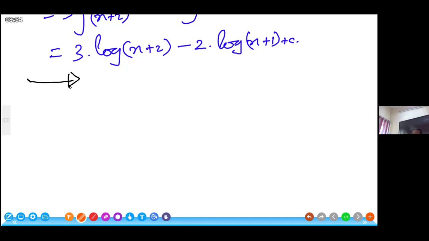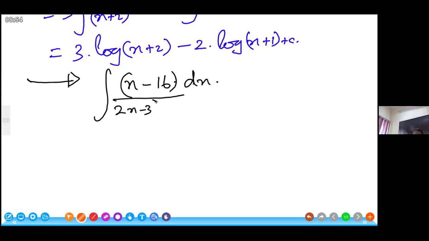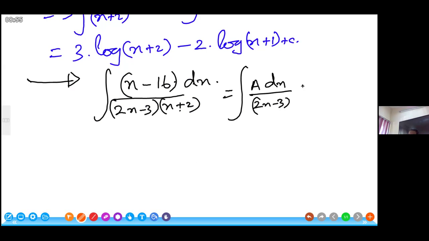Right, take another example: integration of (x minus 16) dx divided by (2x minus 3) into (x plus 2). This is what we want to solve. We can say it is integration of a dx divided by 2x minus 3, plus integration of b dx divided by x plus 2.